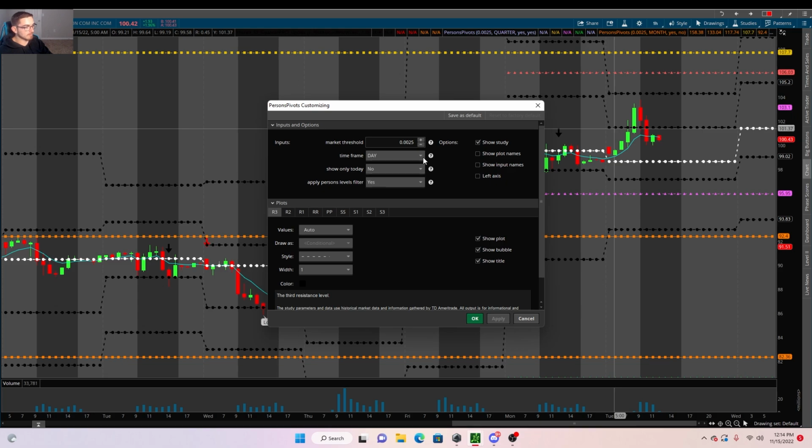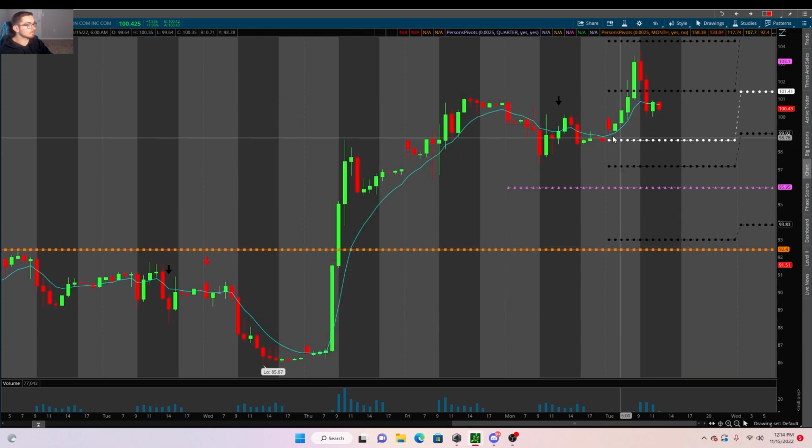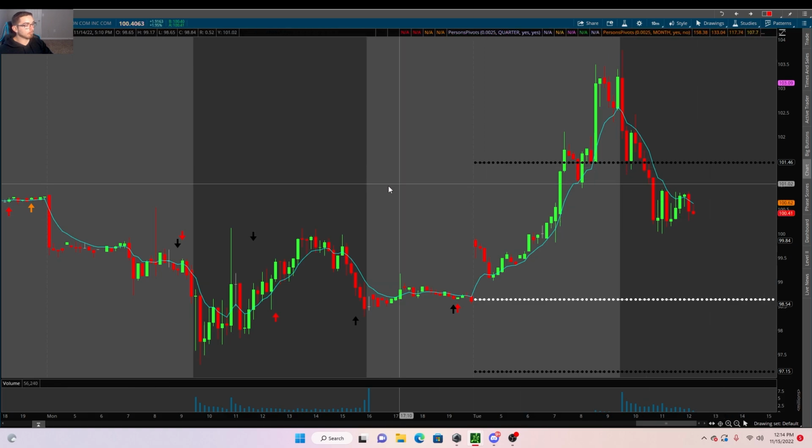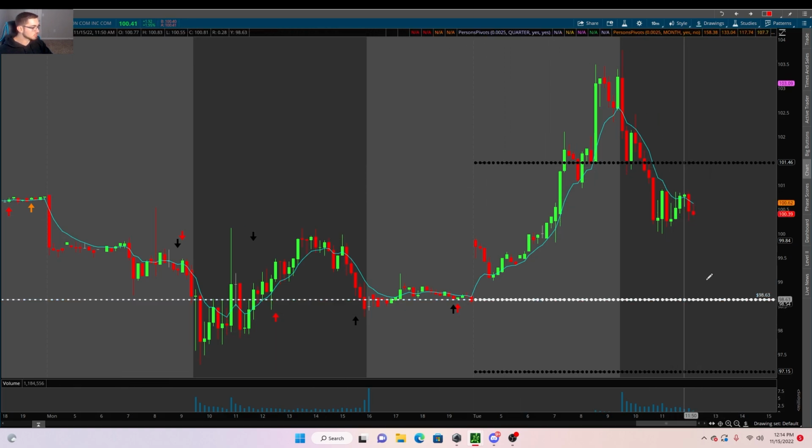What the Person's Pivots do, in order to get the midpoint, the Person's Pivot right here, is take the low point of the previous day, the high point, and the close, add all of them together, and then divide it by 3. If we were to look at the price action from yesterday, we can see that today's Person's Pivot is trading at around 98.63.